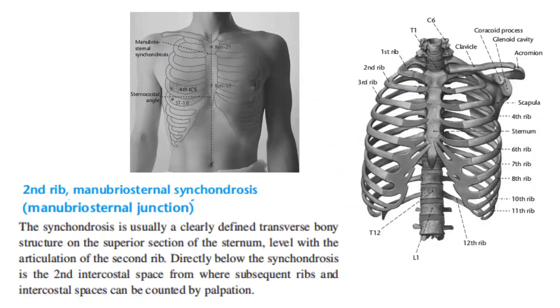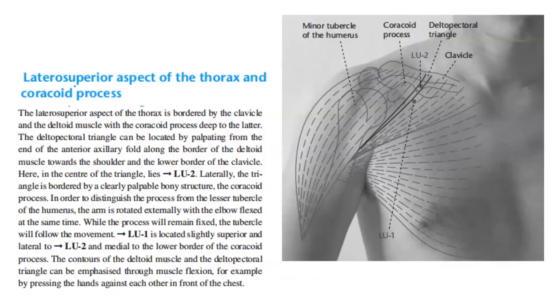Second rib, manubriosternal synchondrosis, the manubriosternal junction. The synchondrosis is usually a clearly defined transverse bony structure on the superior section of the sternum, level with the articulation of the second rib. Directly below the synchondrosis is the second intercostal space, from where subsequent ribs and intercostal spaces can be counted by palpation. The lateral superior aspect of the thorax is bordered by the clavicle and the deltoid muscle, with the coracoid process deep to the latter.